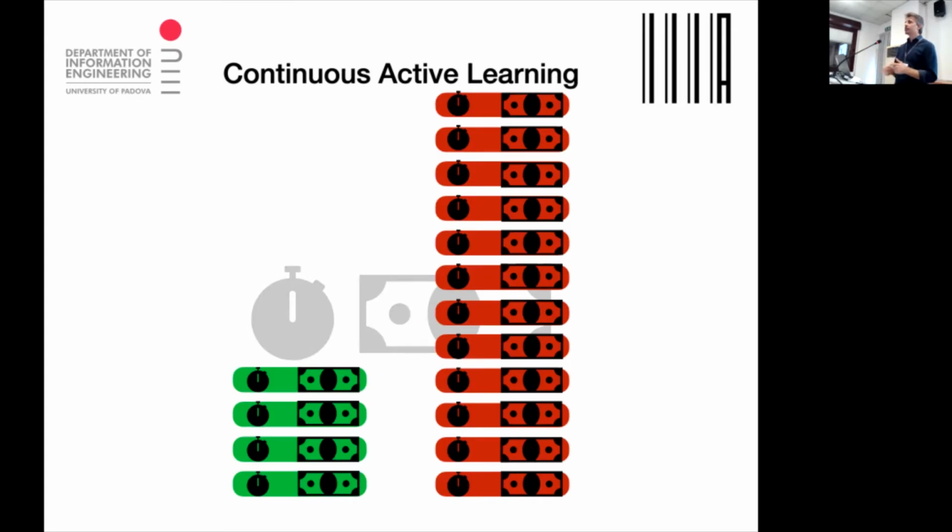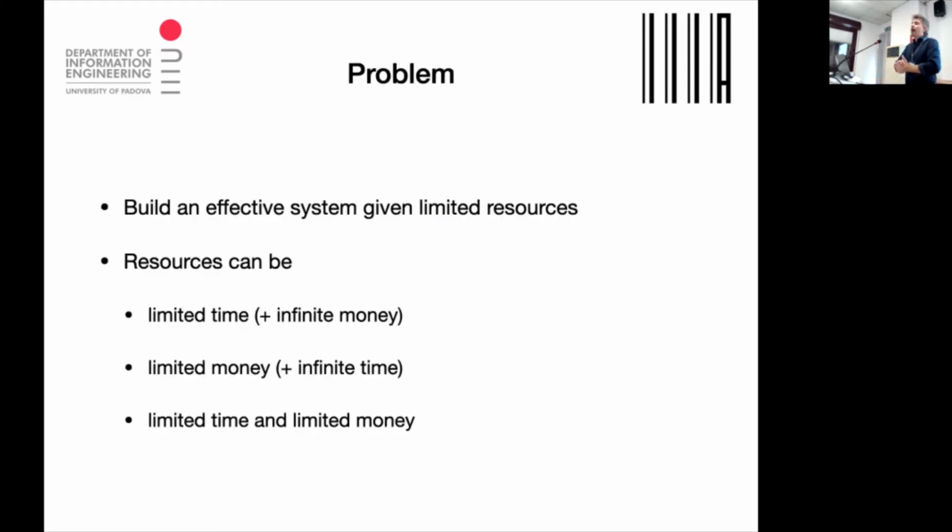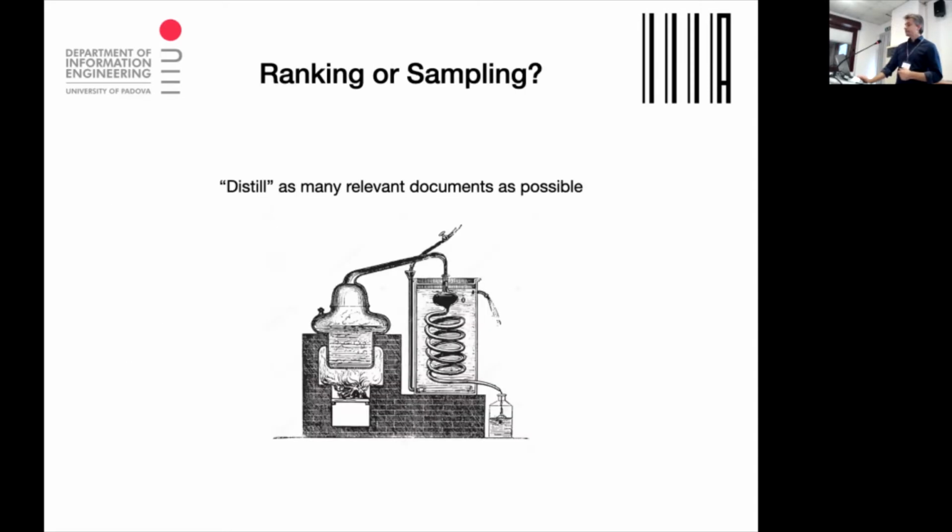So every time you judge something, you should take into account the fact that you may finish at some point the money or the time needed to evaluate and to assess the collection. So how do we build an effective system given maybe a limited time or a limited amount of money, or both, which makes sense, right? So it's a question of balancing the fact that maybe we want a system which is good to retrieve relevant documents soon. But remember that when you do that, you're not actually capable of directly estimating how many relevant documents are still in the collection.